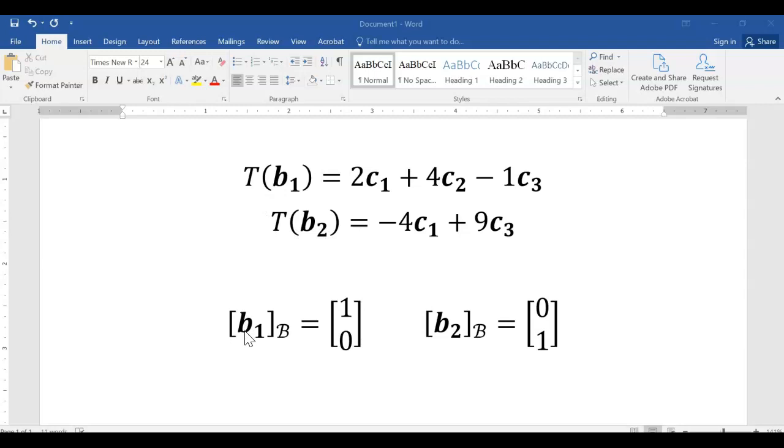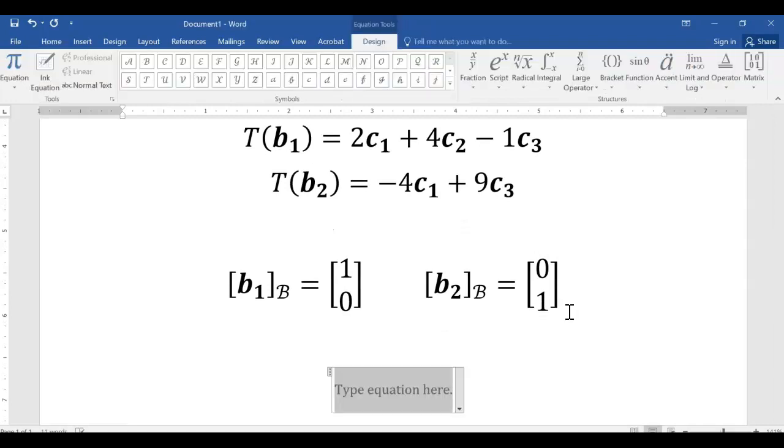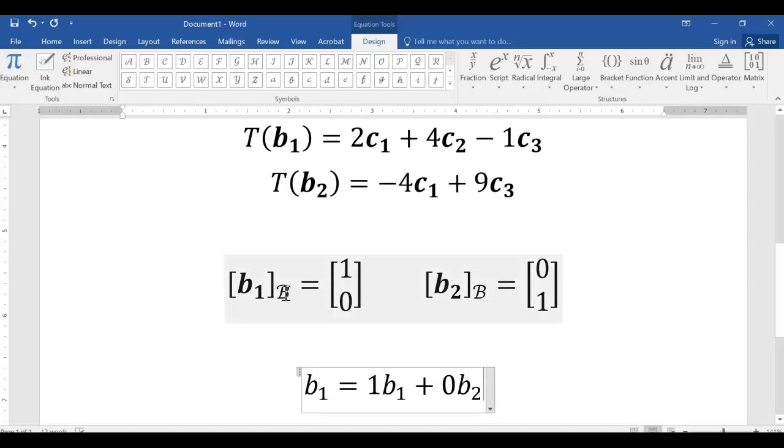Now, what is my basis element number 1 with respect to basis B? Well, it's 1, 0, because if you wrote this as a linear combination, B1 would have to be 1 times B1 plus 0 times B2, right? So with respect to basis B, my basis element is 1, 0. Similarly, my basis element B2 is 0, 1.